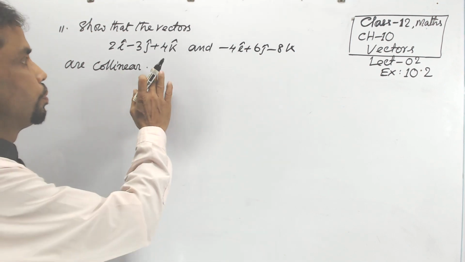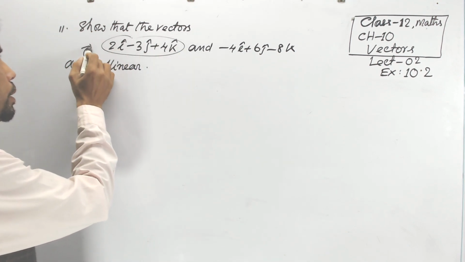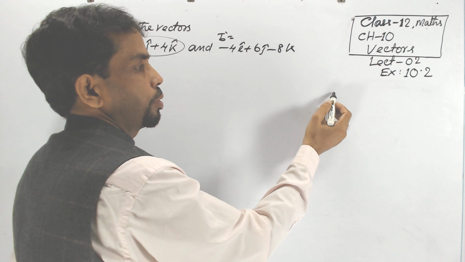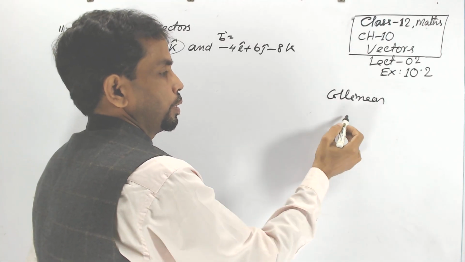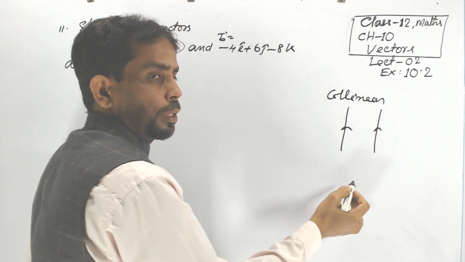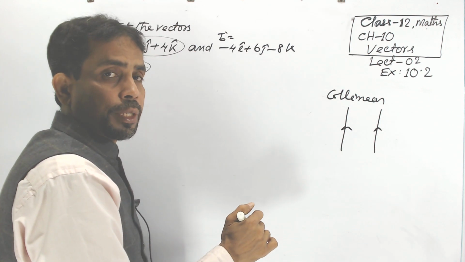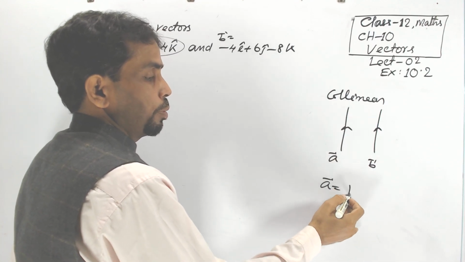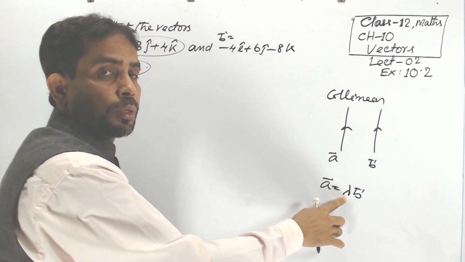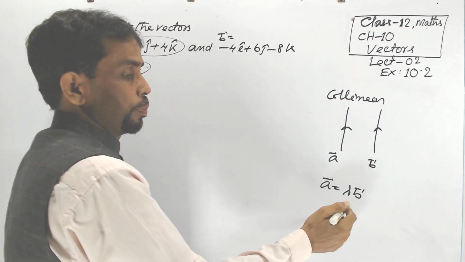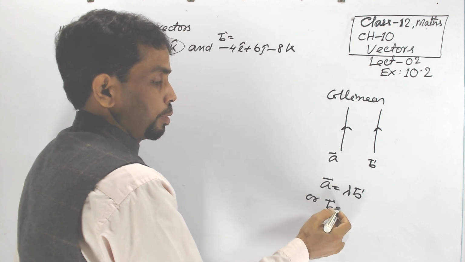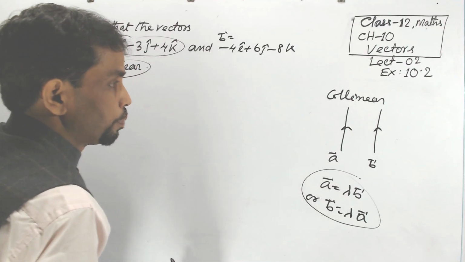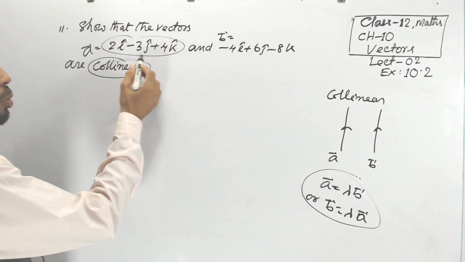Question number 11. Two vectors are given. First one I will mark as A, second one I will mark as B, and you are asked to show that these two vectors are collinear. Now first we will see what the collinear concept is. If two vectors are collinear, they are parallel, maybe in the same direction or in the opposite direction, but parallel. If one vector is A and another vector is B, the collinear condition is A equal to some scalar multiple of B. Lambda is a non-zero scalar, maybe a fraction, positive or negative. A equal to lambda B, or you can say B is some lambda into A. Same concept. We can use any one, in any order we can write.